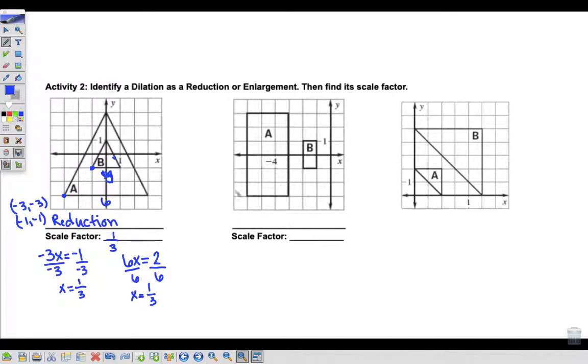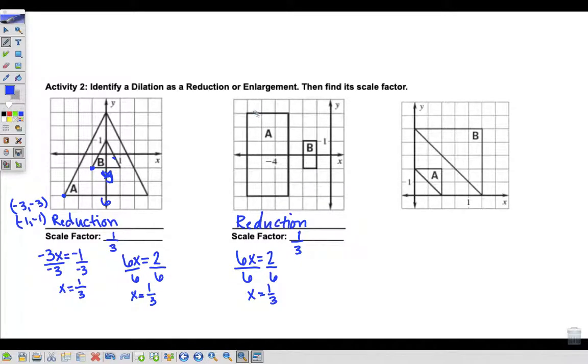So you can either use the ordered pairs and the coordinates there, or you can use the side lengths and that'll help you out. So if I look at this one, once again, it's a reduction because it started out big and then it ended up small. So now I need to find my scale factor. So I could either use this side or this side. Either one should work because remember, they're similar figures, so the ratios of the sides have to be equivalent. So if I do this, I went from 1, 2, 3, 4, 5, 6 times some value, and I got 2. So if I divide both sides by 6, x equals 1/3 again. So my scale factor is 1/3.